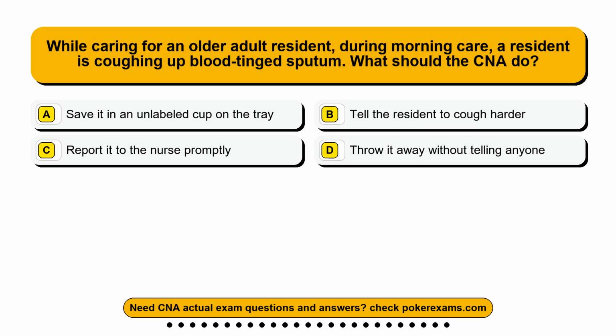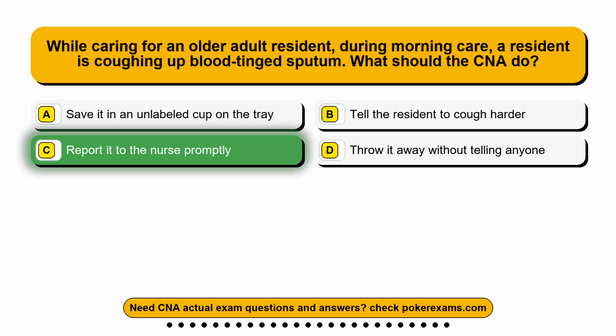Question 25. While caring for an older adult resident, during morning care, a resident is coughing up blood-tinged sputum. What should the CNA do? Option A, save it in an unlabeled cup on the tray. Option B, tell the resident to cough harder. Option C, report it to the nurse promptly. Option D, throw it away without telling anyone.